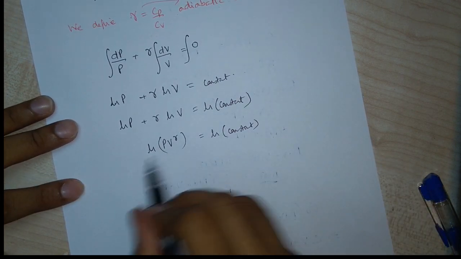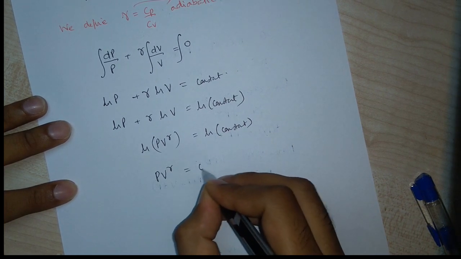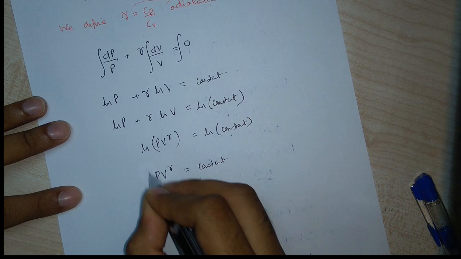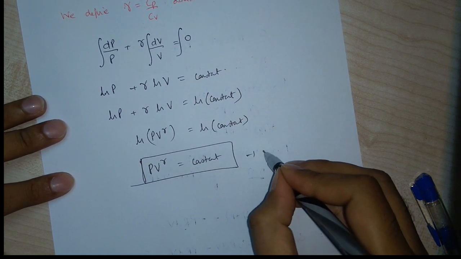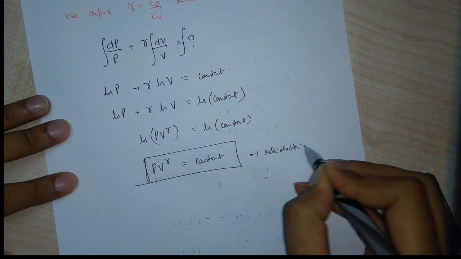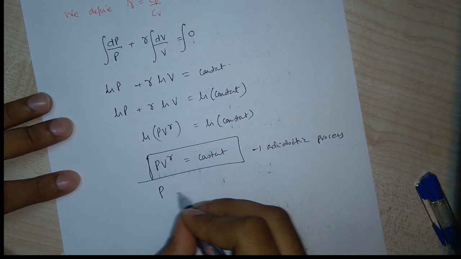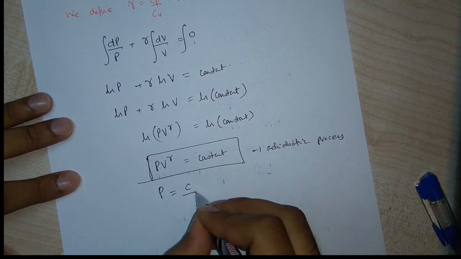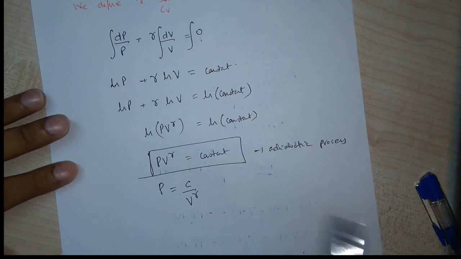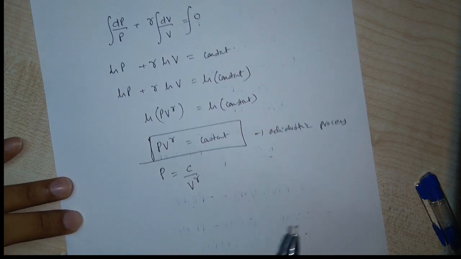Okay, I can take the anti-log on both sides, and what I get is PV raised to gamma is equal to a constant. This is the equation for my adiabatic process. So this is my P for an adiabatic process, equal to any constant C divided by V raised to gamma. So this is my adiabatic process function.